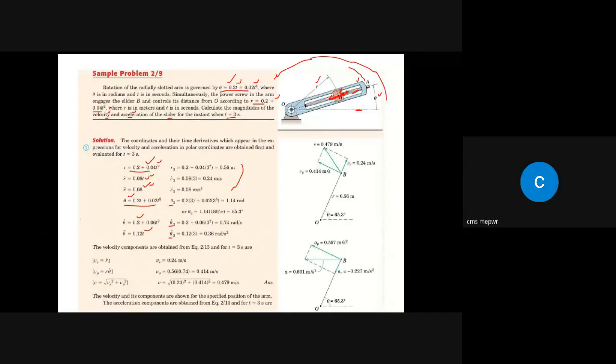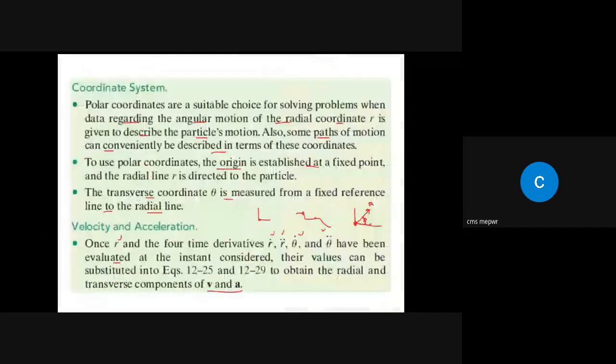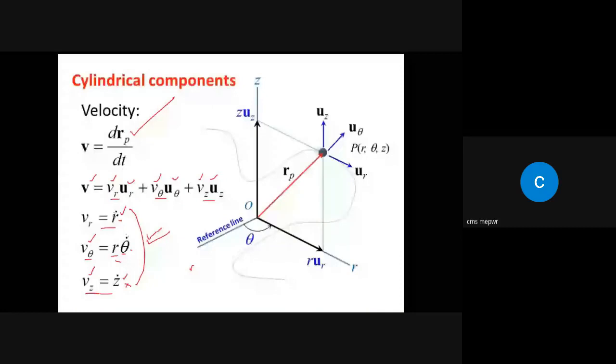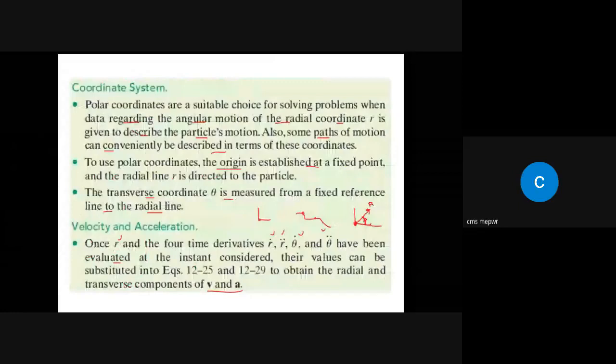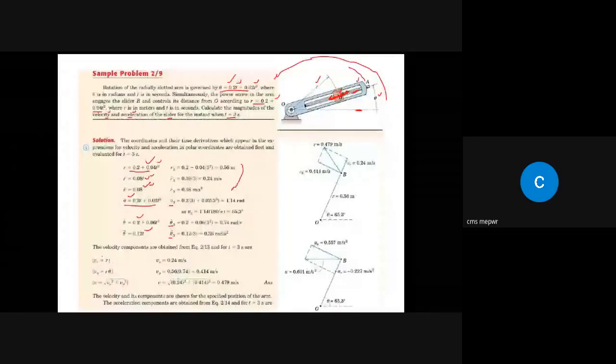If you recall the previous equation, v r is equal to r dot and v theta is equal to r theta dot. Do we have r dot? Yes, sir. Put r dot here, so this is v r. Do we have r theta dot? Yes, sir. Put it, we get v theta. If you get v theta and v r, can we get v? Yes, sir. Take their squares, add them, and take the square root.